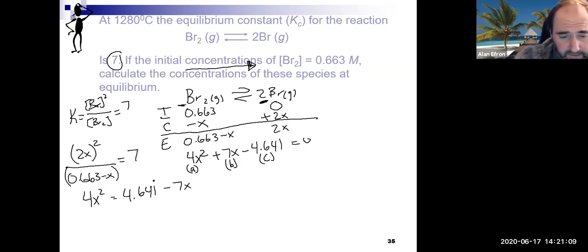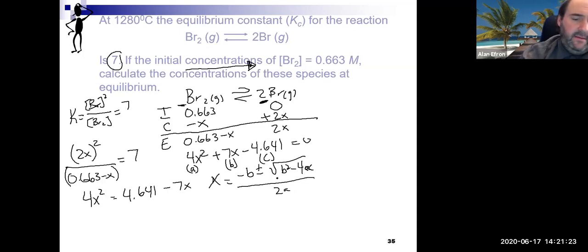And again, a reminder, the quadratic is x is equal to negative b plus or minus the square root of b squared minus 4ac, divided by 2a. The initial numbers for the ice table came from the actual problem right here.